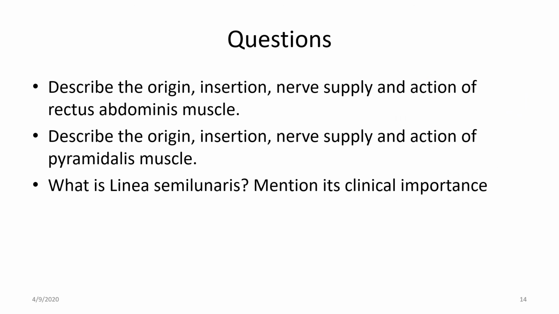After learning about the muscles, the rectus abdominis and pyramidalis, you have to answer the following questions. First, describe the origin, insertion, nerve supply, and action of rectus abdominis muscle. Second, describe the origin, insertion, nerve supply, and action of pyramidalis muscle. The third question is, what is linea semilunaris? Mention its clinical importance. You write your answers on a white paper with relevant diagrams and submit as assignment.